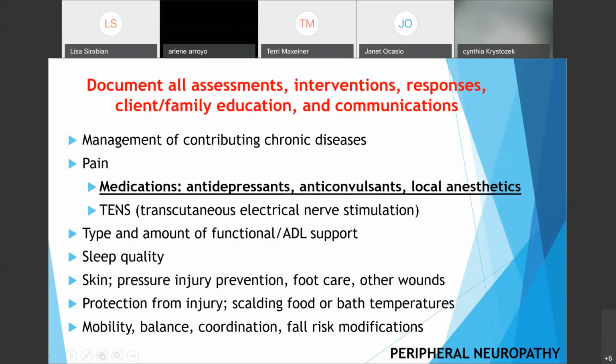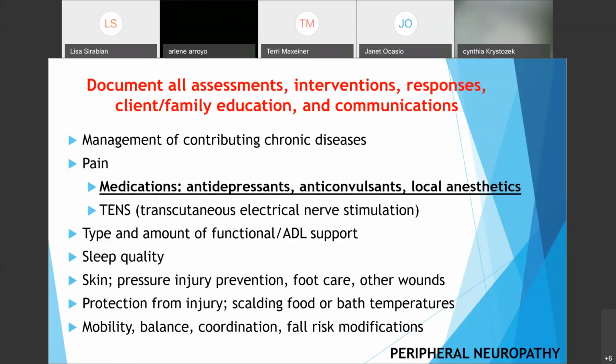TENS units. So this is that electrical nerve stimulation. The oddity of the fact that stimulating the nerves can be helpful is interesting. And of course, pain management isn't just about the medications, it's also about all of our non-drug interventions as well. So again, the type of functional support, sleep, quality, skin, pressure injury prevention is huge, and of course, particularly with foot care and other wounds.